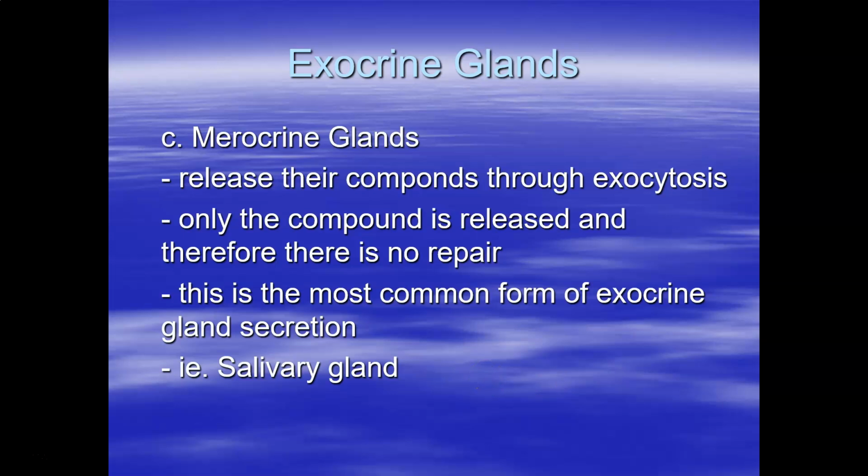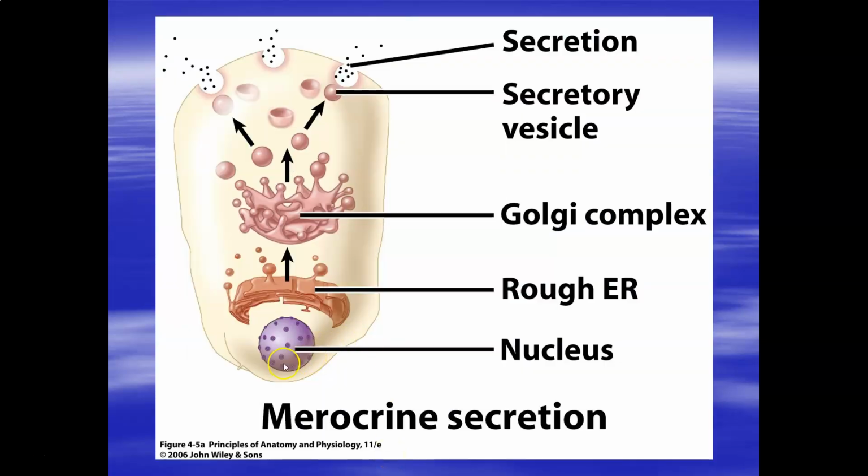They release their compounds through exocytosis. So there's no destruction of the cell or breaking away of the cell membrane. The compound is released in the cytoplasm and through a vesicle migrating to the apical surface. The compound within the vesicle is released through exocytosis. So therefore we can say only the compound is released, and therefore there is no repair. This is the most common form of exocrine gland secretion, and this represents your salivary gland.